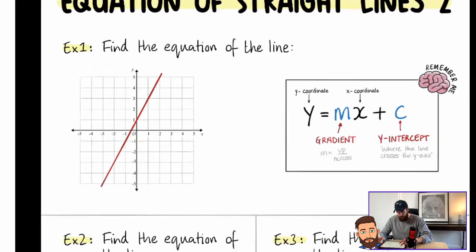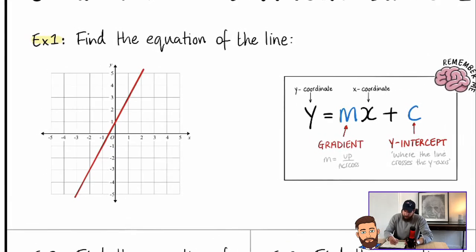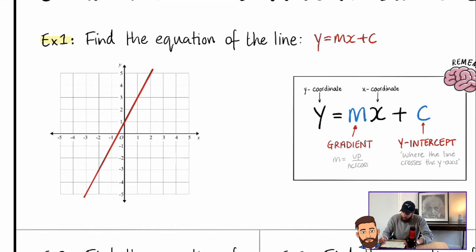So if we take example 1. Example 1 says, find the equation of the line. So we know as soon as you see the equation of the line, you should write down y equals mx plus c, because that is what you're going to have to fill in. We now need to find out what is m and what is c.